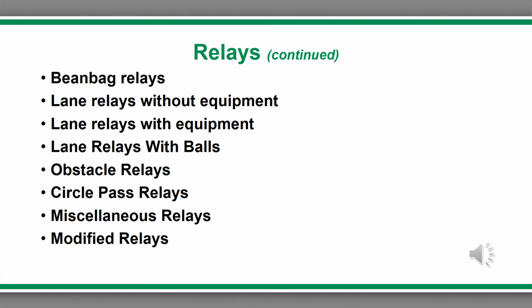Then there's the 3-spot relay. I've had that in every book, but they position it in different locations in the book. But you can have anything you want for those 3 spots. You can use your imagination. You can do anything you want in the 3-spot relay that they talk about on page 569. And then they talk about potato relay. Then they have lane relays with balls, obstacle relays, then circle pass relays, simple circle relay, circle and leader relay, and such, miscellaneous relays, modified relays.